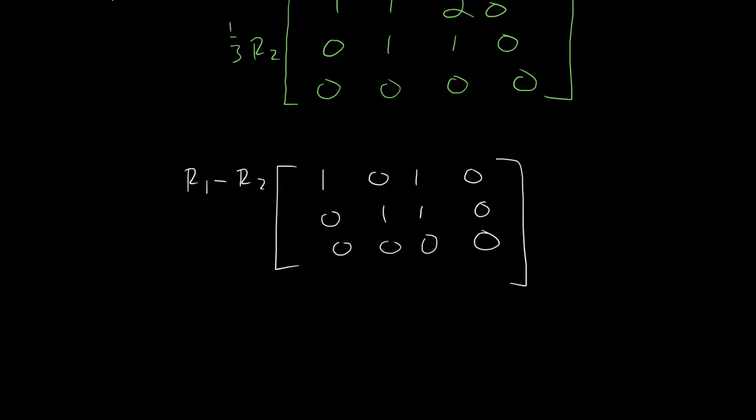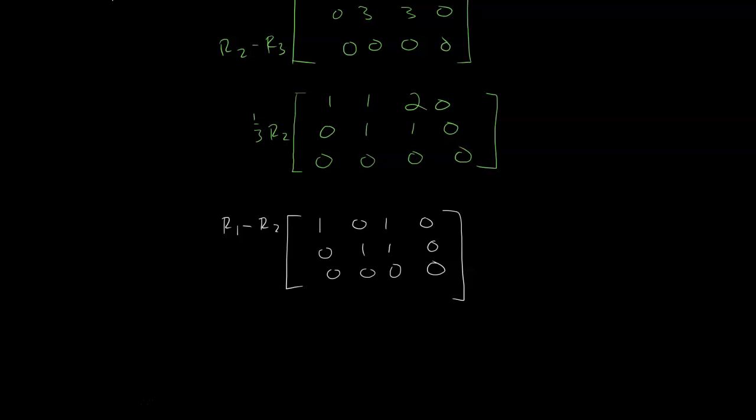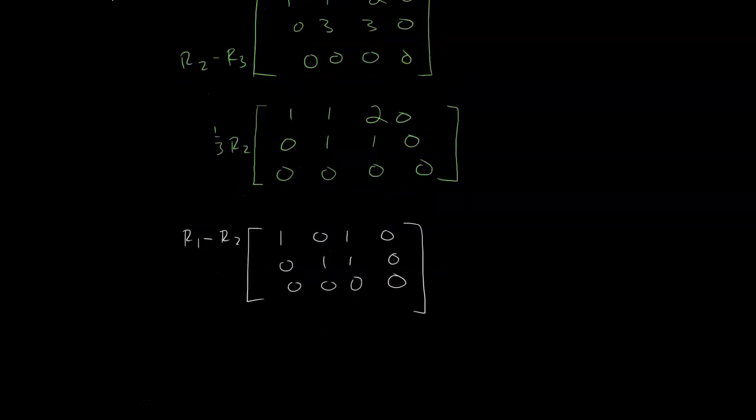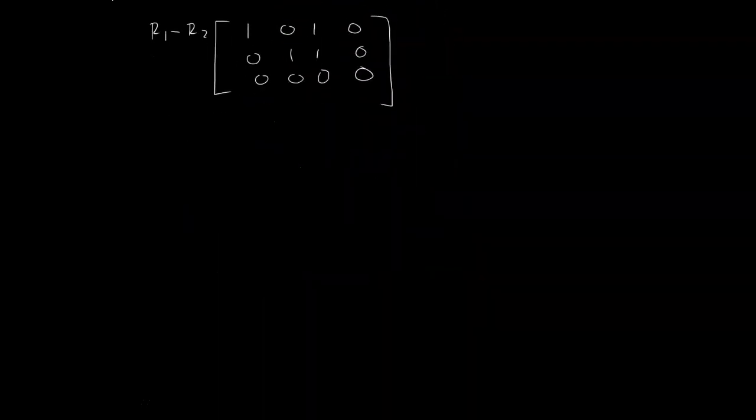Now let's interpret this. If I were to turn this back into equations of x, y, and z, kind of like we had before, this would give me that x plus z is equal to 0, and then y plus z is equal to 0. And that's it. The bottom row just says 0 is equal to 0, which is true, but it's not very helpful. So the way we can sort of finish this off is you can actually consider z as being a sort of free variable.